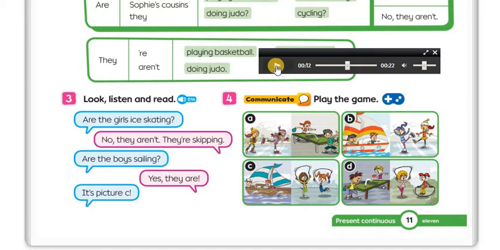If the girls are ice skating, it should be picture A or B. But she answered, no, they aren't. They are skipping. So it's picture C or D. Let's listen to the other question.